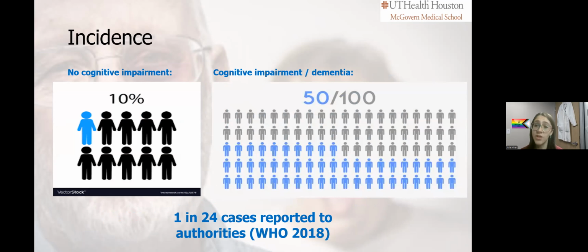Another reason to talk to our patients and the people we take care of as they are is that many, many, many, as in like 1 in 2 or 50% of the people that we take care of that have a cognitive impairment or a dementia of any cause, of any variety, 1 in 2 of them will experience elder mistreatment over the course of their life.